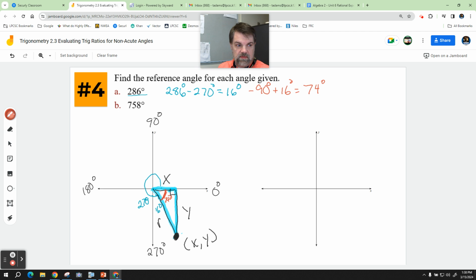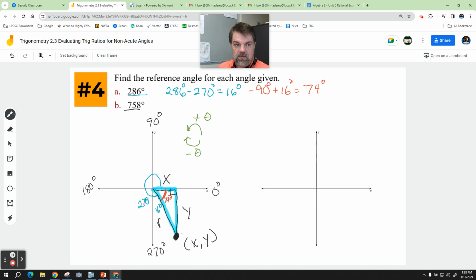So one last thing to remember: this way is a positive angle, this way is a negative angle theta. Okay? Alright, let's do the last one.